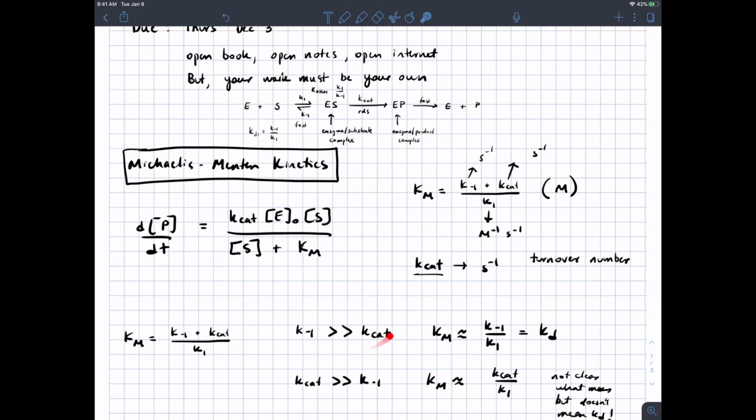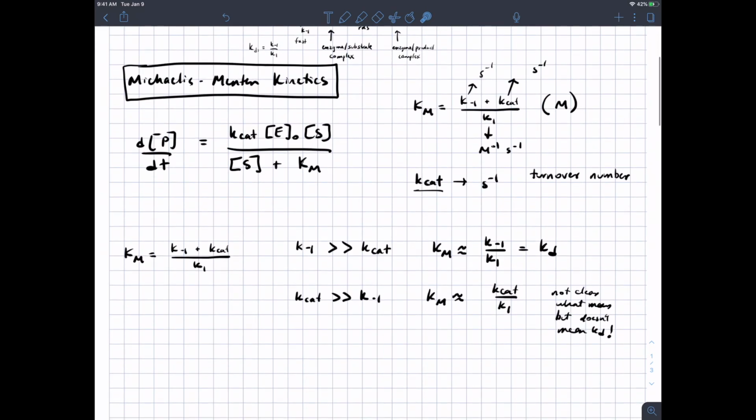So when K minus 1 is much greater than Kcat, you can think of Km as the binding constant. But this is only the case for really cruddy enzymes because, of course, you want Kcat to be high. So for the best enzymes where Kcat is much higher than the K minus 1, the Michaelis constant becomes something that's hard to interpret, but whatever it means, it doesn't mean Kd. So you have to be a little bit careful when interpreting the Michaelis constant.